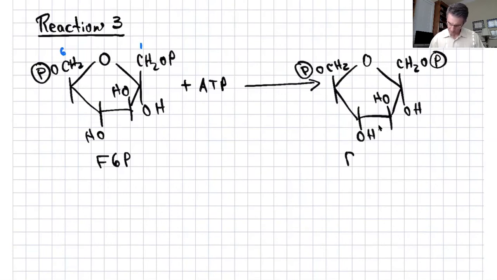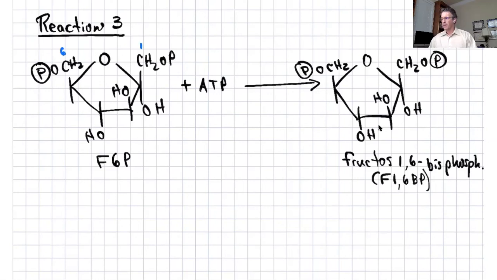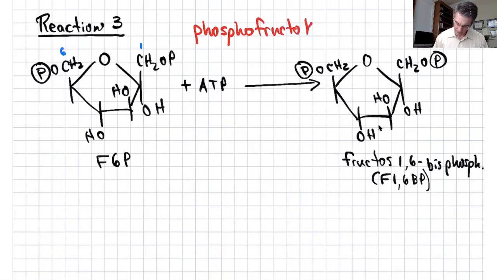Fructose 1,6-bisphosphate, or F1,6BP. The enzyme that runs this reaction, of course, is a famous enzyme. It's known as phosphofructokinase, or PFK for short.